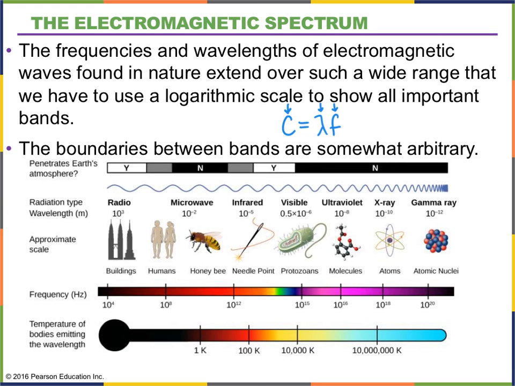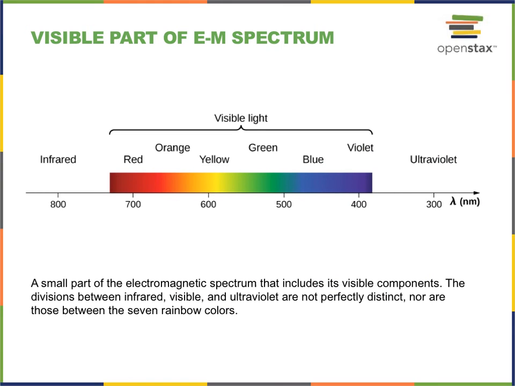Finally, we get to the visible part of the spectrum. If we pass that into ultraviolet, we see that the wavelengths are getting even shorter and the frequencies are getting higher, and then as we continue to X-rays and gamma rays, we see even shorter wavelengths and higher frequencies. And so this whole band of different types of electromagnetic radiation is called the electromagnetic spectrum.